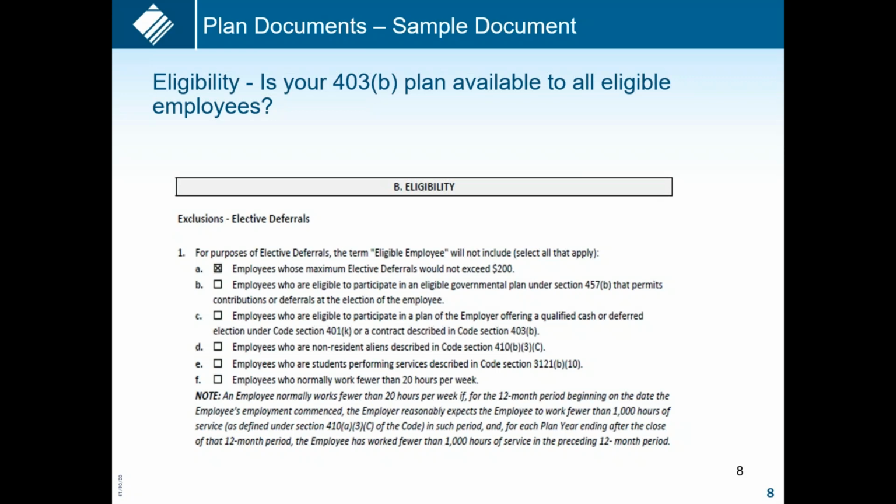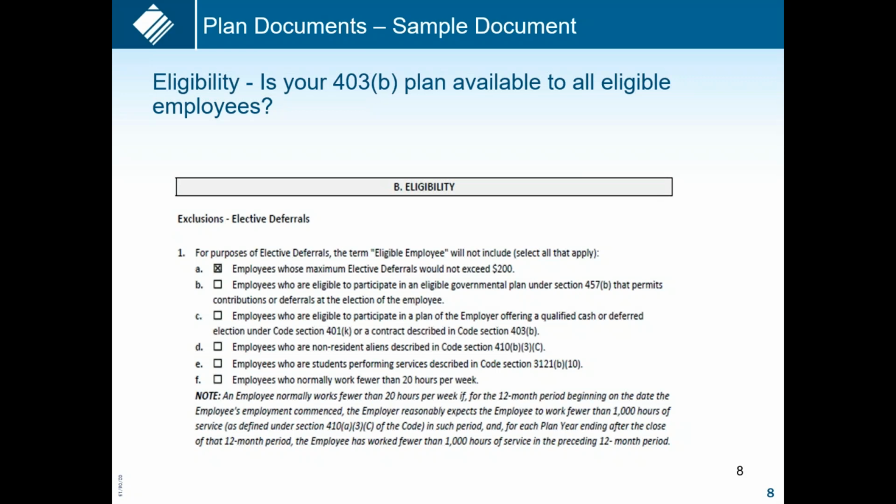First, we will start with eligibility. Eligibility issues can be found in Section B. Who is eligible? Is your plan available to all eligible employees, including full-time and part-time common law employees who are eligible to participate in another salary deferral plan you sponsor, such as a 403B plan, a 401k, or a 457 plan? Employees who contribute at least $200 per year. Employees who normally work 20 hours per week or more. This can be found in Section B, eligibility.